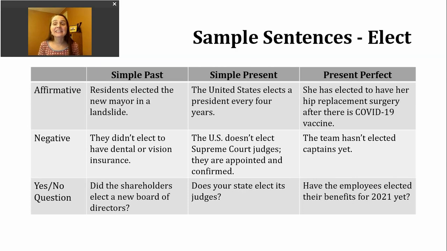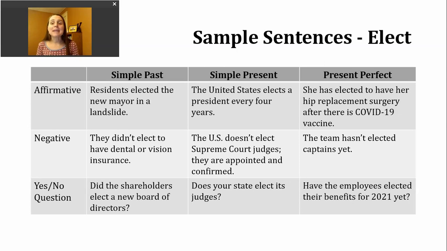She has elected to have her hip replacement surgery after there is a COVID-19 vaccine. So this particular verb, elect, is something you might hear in regards to medical treatment or surgery. And we'll see another connection to that just a little bit later as we look at other forms of this word. So again, this sentence just means she is making a choice to have the surgery later.